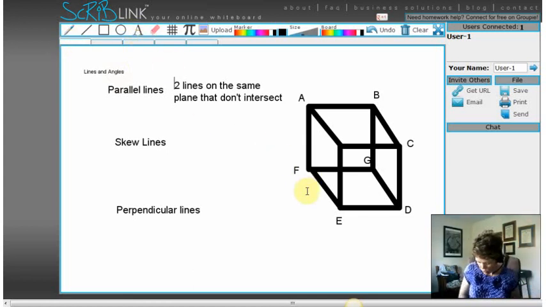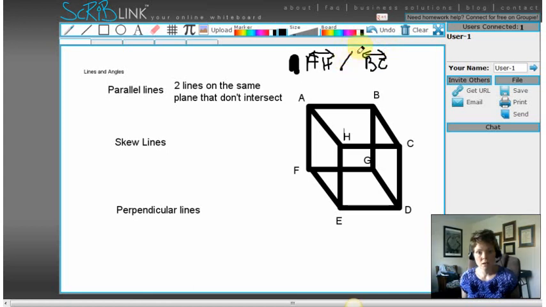So we want to look over here at our cube or our prism that I have drawn, and we want to see which lines would be parallel. Well, here's a plane. I don't have that point labeled. What shall we call him? How about H? AHCB is a plane. Okay, so let's name some parallel lines. Line AH and line BC are parallel.